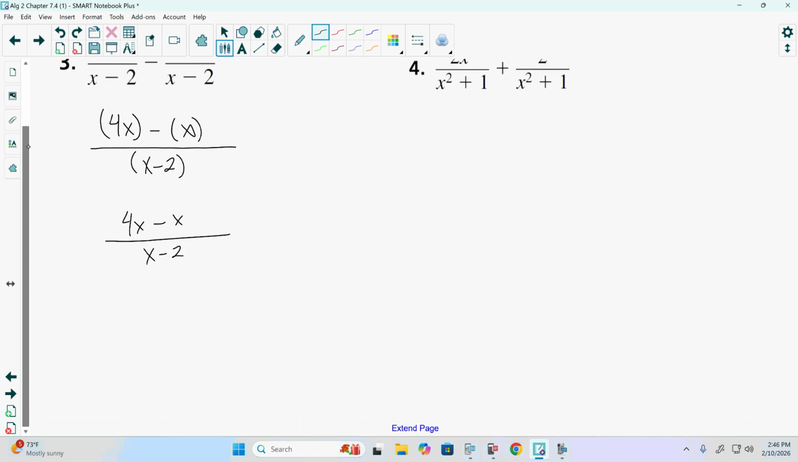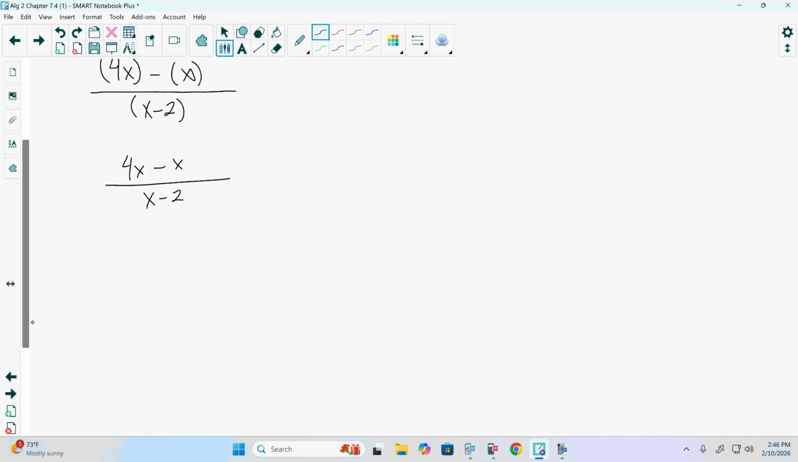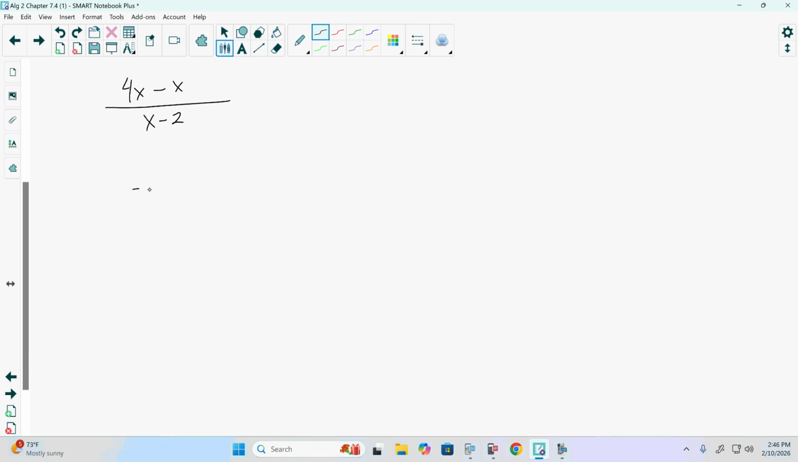So if I subtracted, we get 4x in parentheses minus x in parentheses. Well, again, the distributing the negative is just going to apply to the x, telling us that we have 4x minus x over x minus 2. Questions on this first main step? Well, what is 4x minus x?